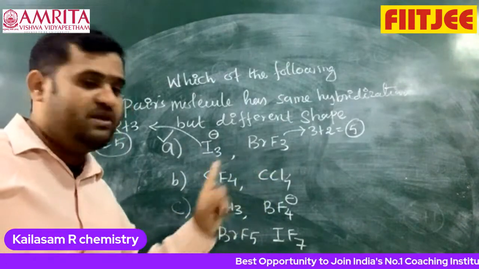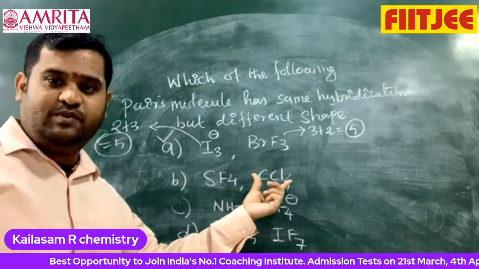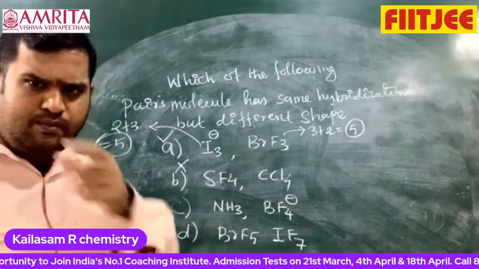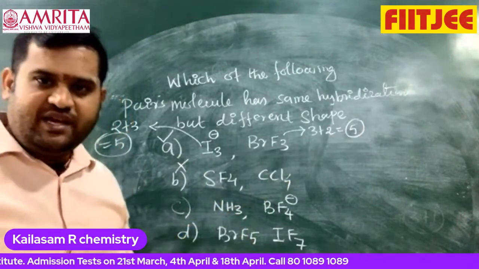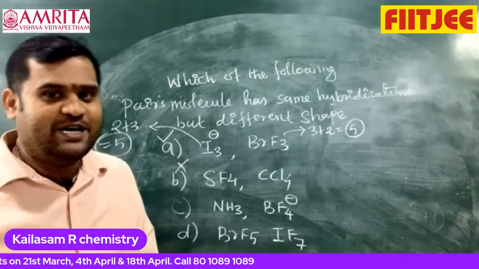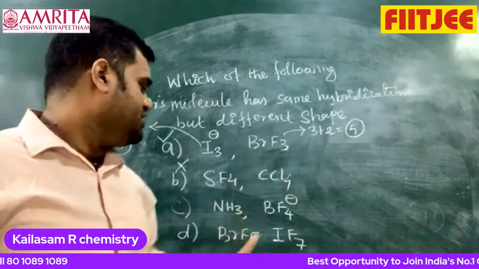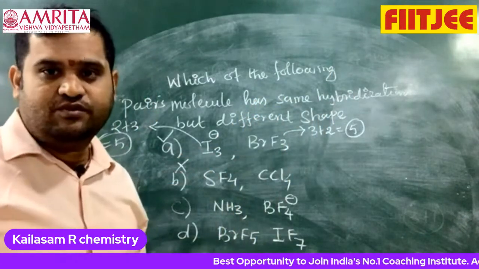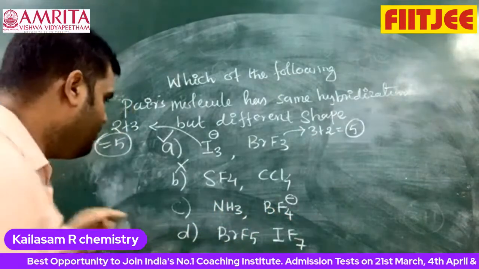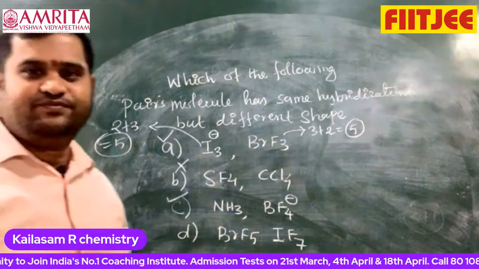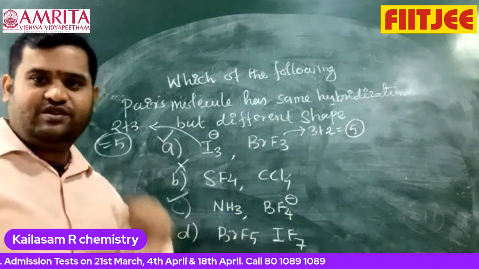SF4 and CCl4 have different hybridization, because SF4 is sp3d and CCl4 is sp3. Therefore, this is ruled out. Now NH3 and BF4 minus have the same hybridization. Why is NH3 pyramidal? This one we get tetrahedral. Therefore, C is right. This also is sp3, this also is sp3.